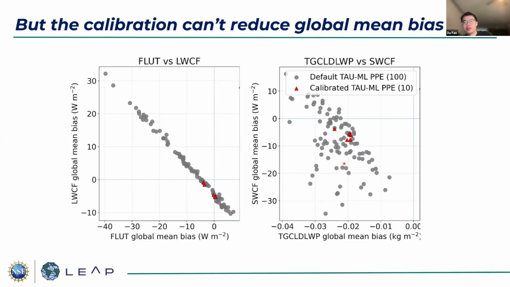The right one shows another experiment, the liquid water path bias versus the short wave cloud forcing bias. Still these points are far from the origin, and we can see this global mean bias is likely due to structural model error rather than parametric uncertainty. Any questions or comments?